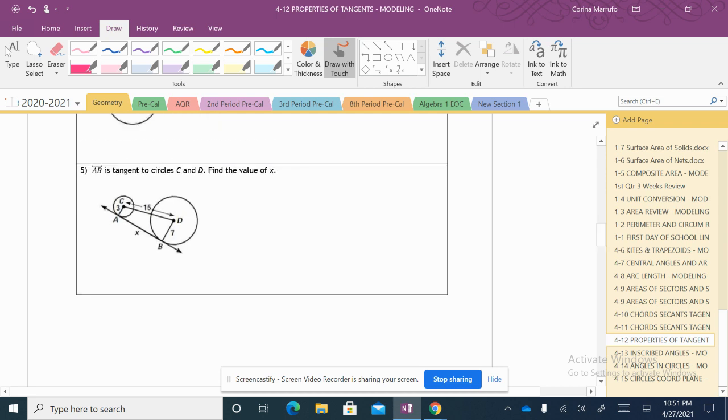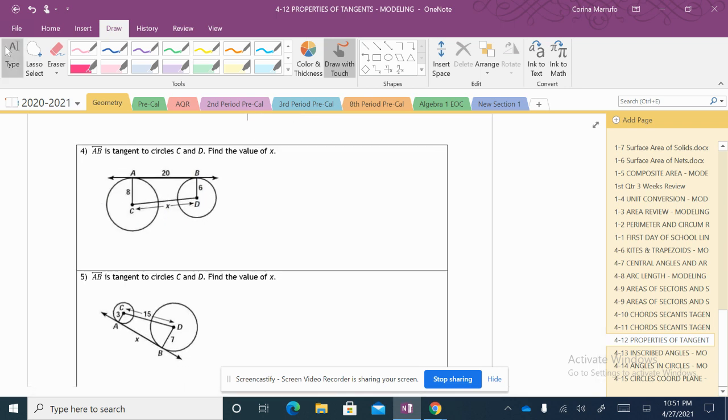All right, the next one. This one says AB is tangent to circles C and D. Find the value of x. All right. So here, we know this is a right angle on this side, and we know this is a right angle on this side. Okay. If I make a line going straight across this way, this would be my right angle. If this from here to here is 6, I know that because of this part right here, that means this little piece is 2. That means this little piece is 20 because I went straight across.